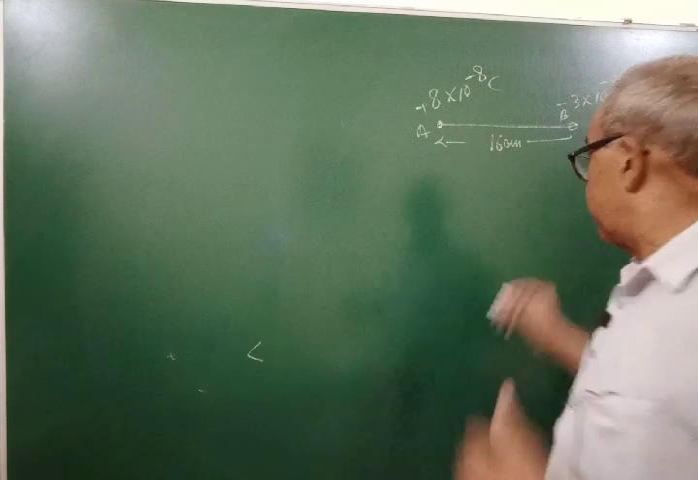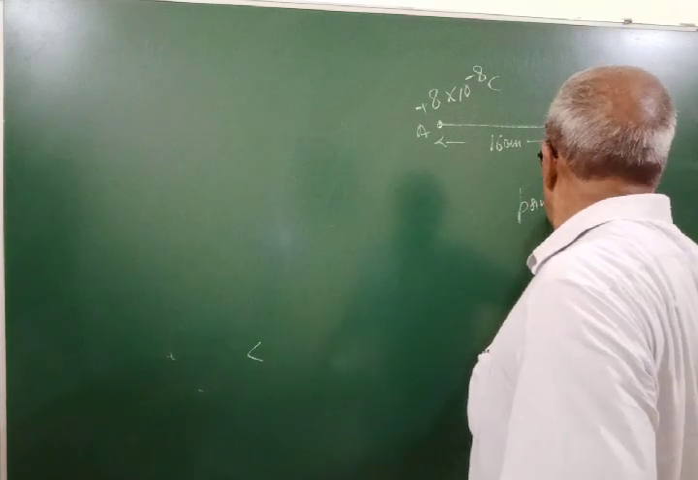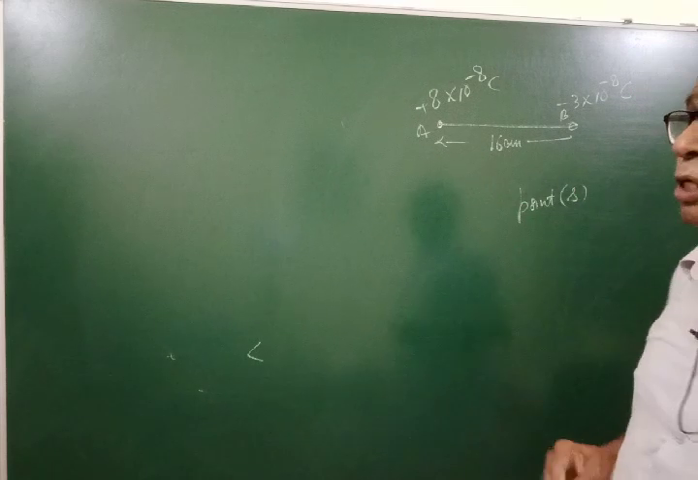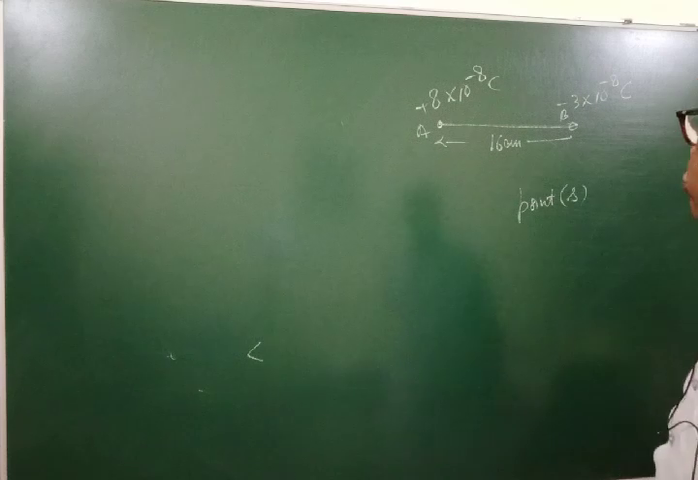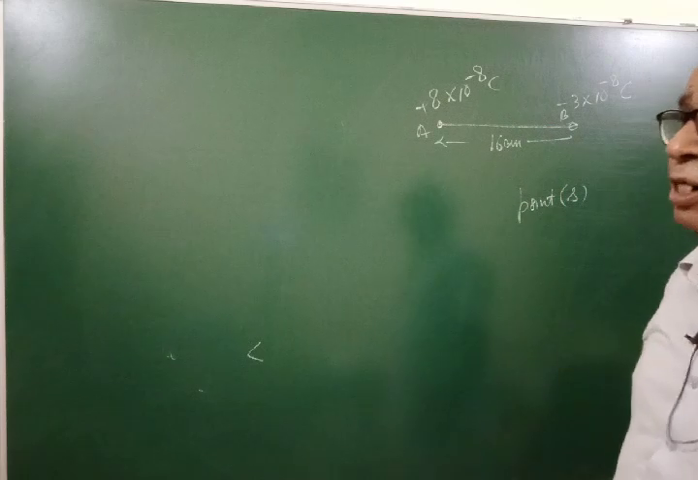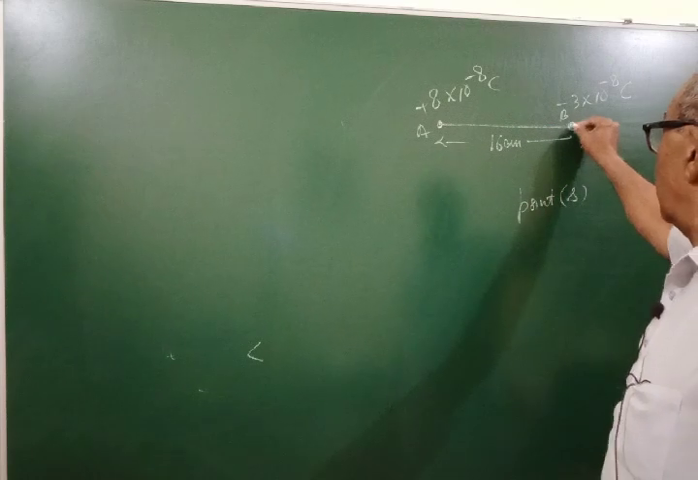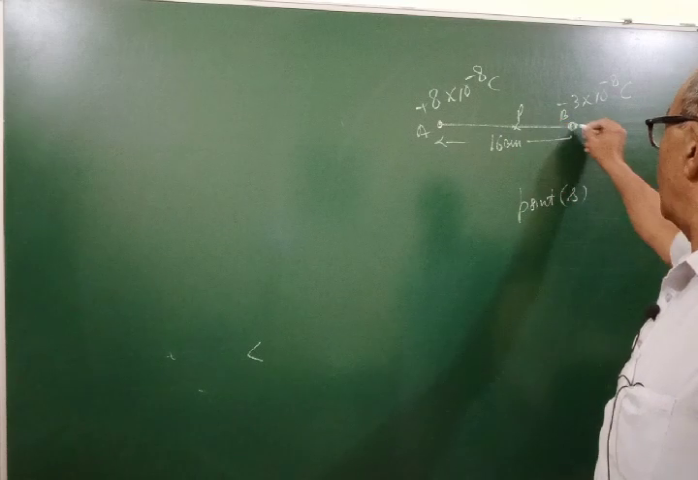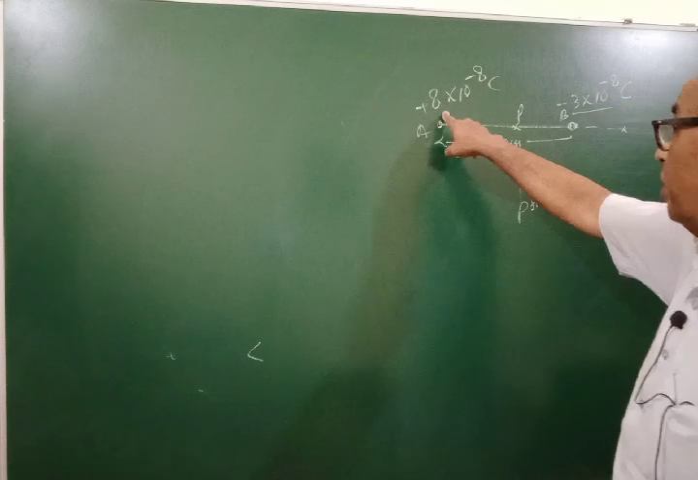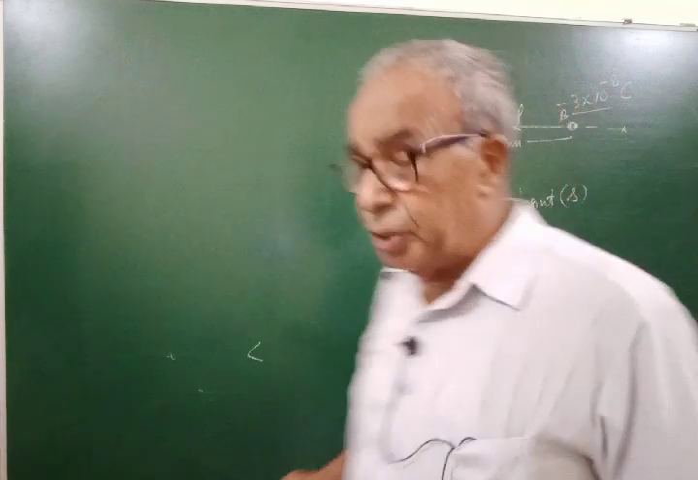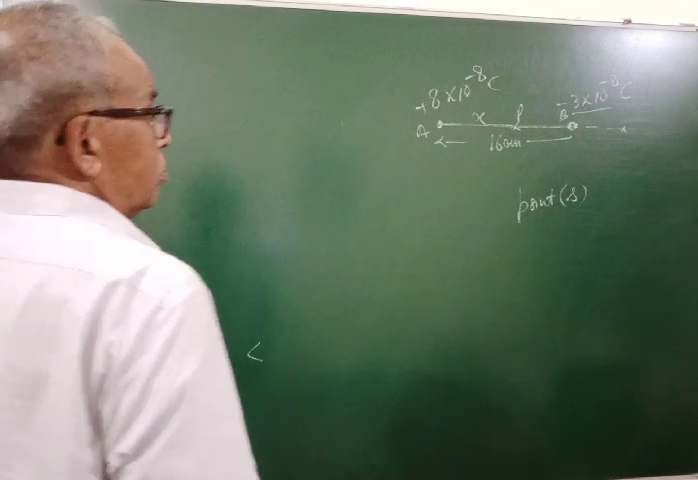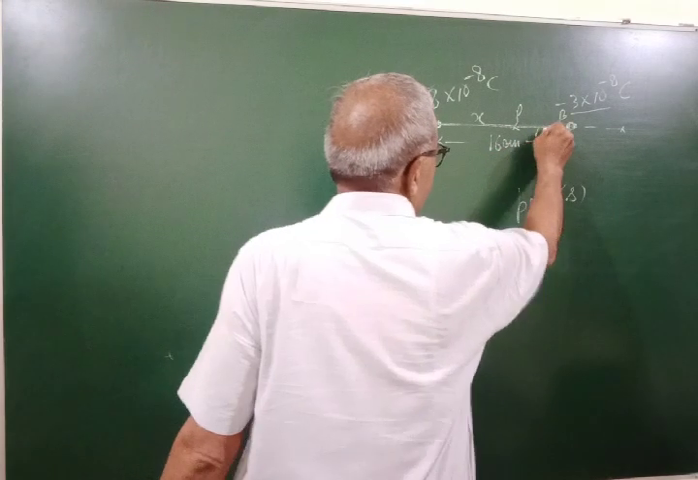At which point or points on the line joining the two charges is the potential 0? So the potential due to a point charge at distance r is q by r. The point may be here somewhere or outside also. Why? Because this charge is negative and of smaller magnitude than this. So suppose first of all we take a point P between them at distance x from A. Then this distance will be 16 minus x.